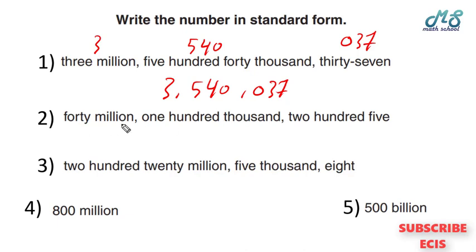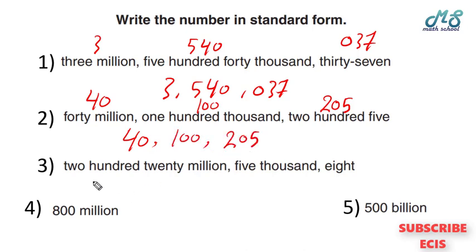Number 2, 40 million. We have 3 periods. In millions, we have 40. 100,000: just write 100 in the thousands period. 205 in the ones period. So the number is 40 million, 100,000, 205.